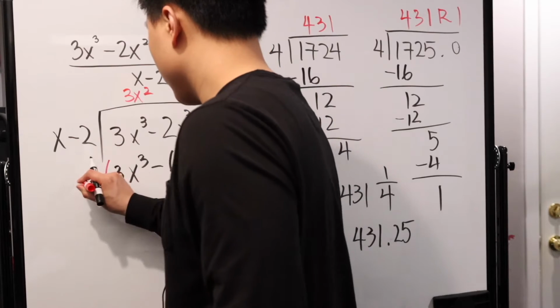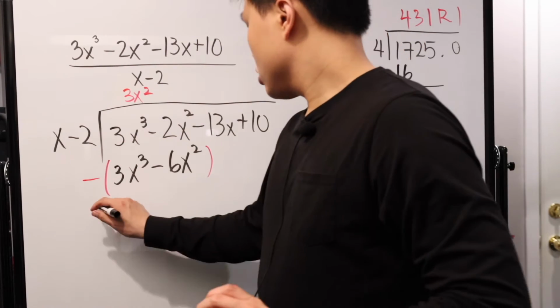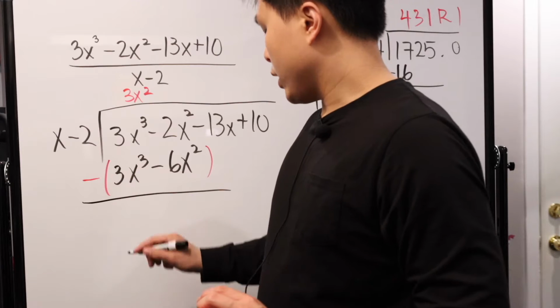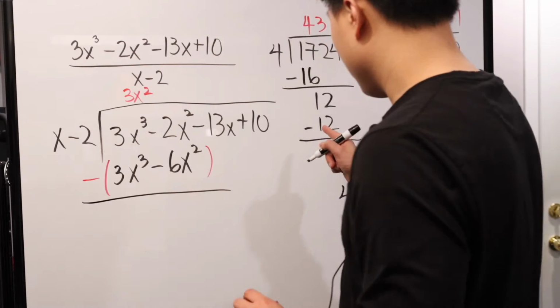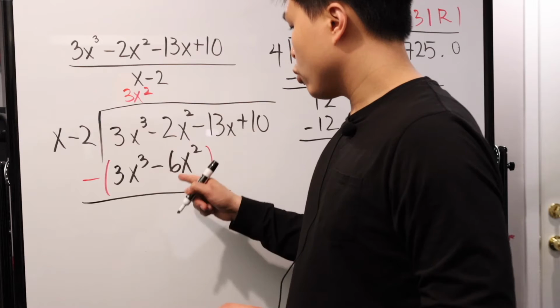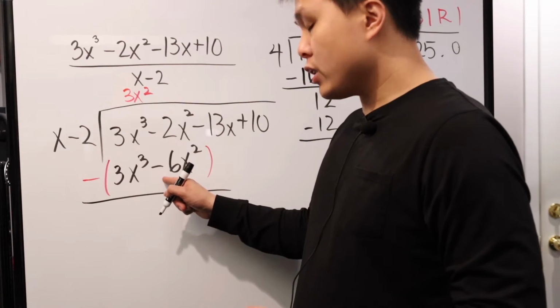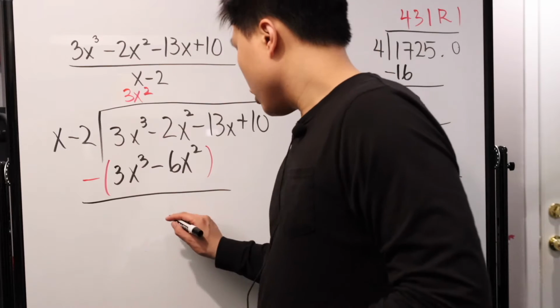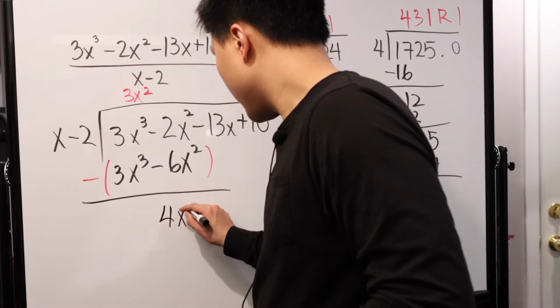We're going to subtract this whole thing from up here. So what do we have? Well, 3x cubed minus 3x cubed. That's good. That's what we want, right? We get rid of it. Now here we have negative 2x squared minus a minus, so this actually becomes plus. So this is going to be a plus 6x squared. So that's going to give us 4x squared.